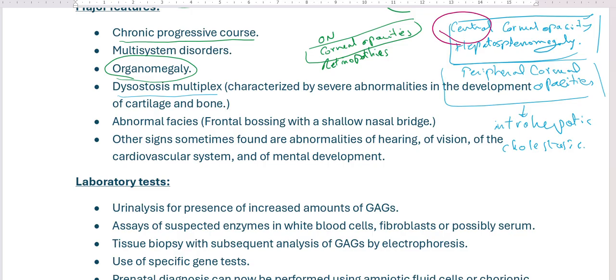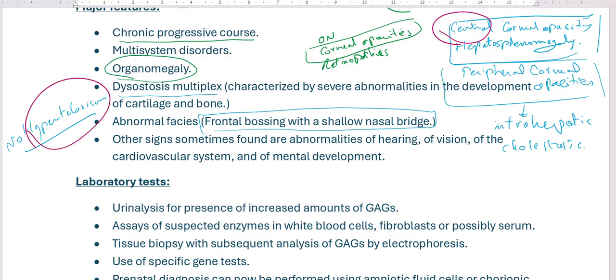Another feature is dysostosis multiplex, which shows abnormalities in the development of cartilage and bone, abnormal facies, especially as an ophthalmologist, you look for frontal bossing with shallow nasal bridge. Is it associated with hypertelorism? No. No hypertelorism in mucopolysaccharidoses. Hypertelorism is usually found in mucolipidoses. We'll be discussing this shortly.